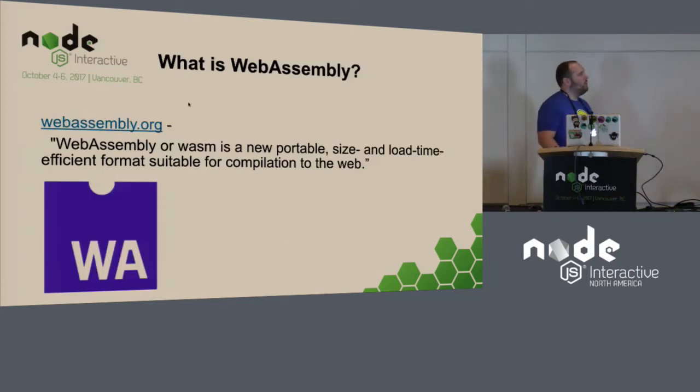Okay, so what is it? WebAssembly, or WASM, I'll use the terms interchangeably throughout the presentation, is a new portable, size and load time efficient format suitable for compilation to the web. And so this is a really good description. It's a binary format, and it's really fast, and it's a compile target. All right?